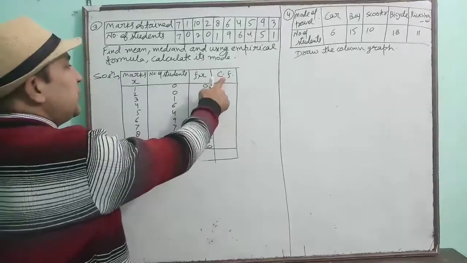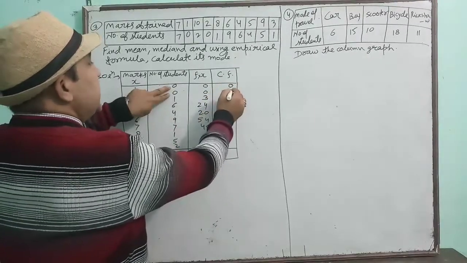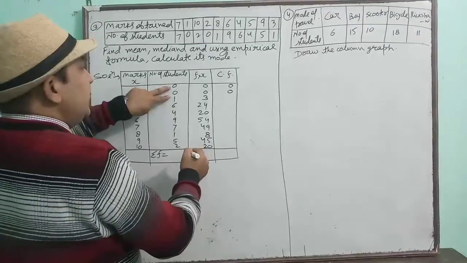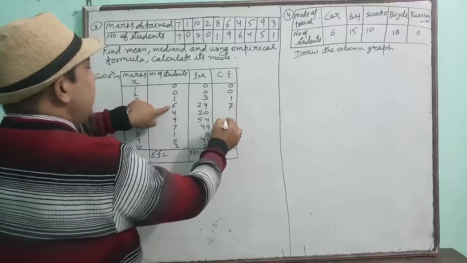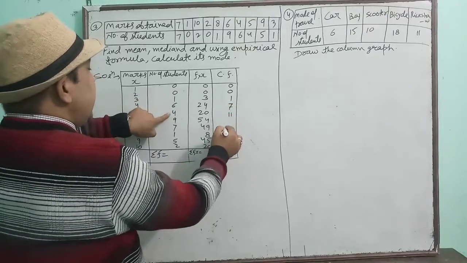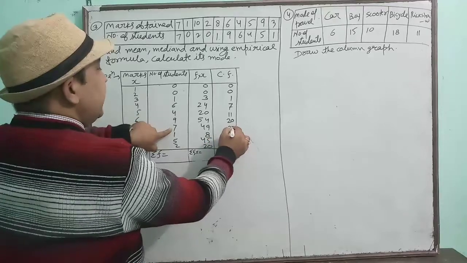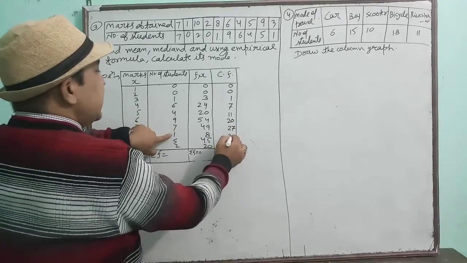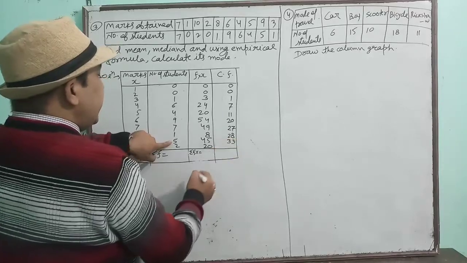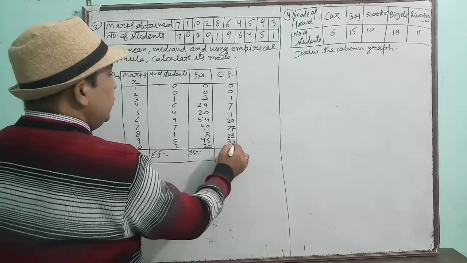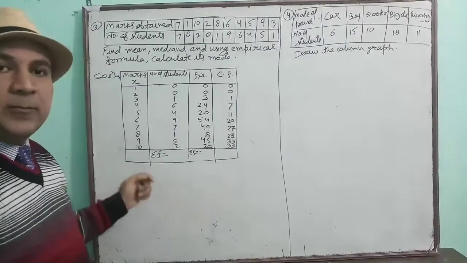Now complete cumulative frequency. First term is 0. 0 plus 0, second term is also 0. 0 plus 1 is 1. 1 plus 6 is 7. 7 plus 4, 11. 11 plus 9, 20. 20 plus 7, 27. 27 plus 1, 28. 28 plus 5, 33. 33 plus 2, 35. Your cumulative frequency column is also complete.